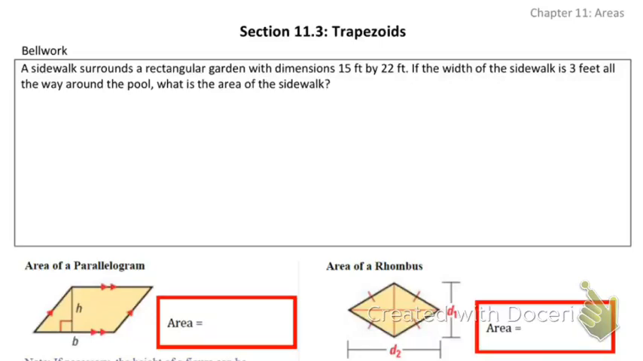Correct answer is A. No, it's not. No, it's B. You made me jump for a second.